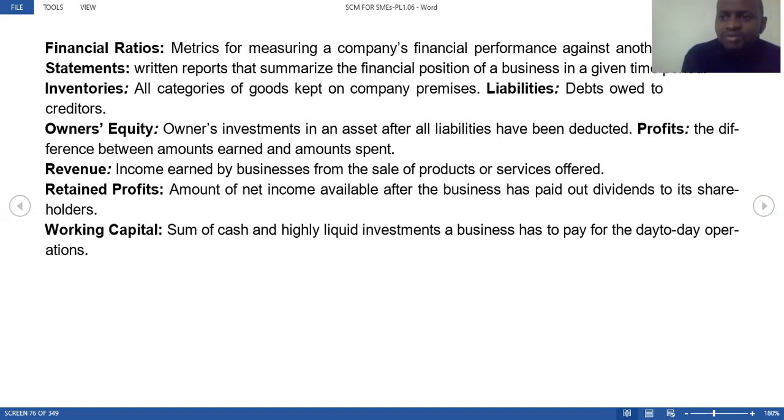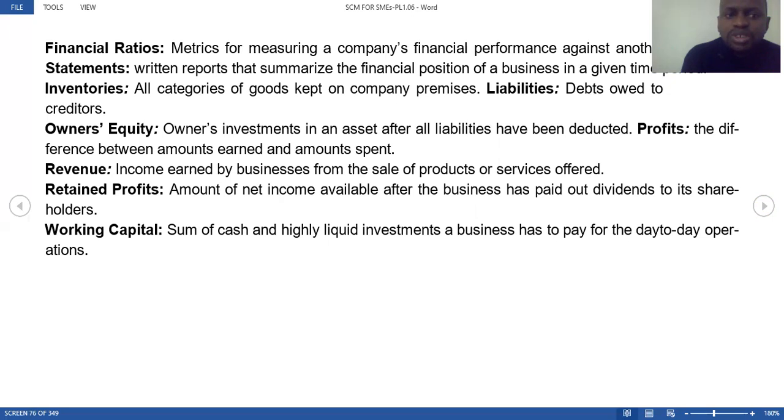Then we also have financial cash flows. And financial cash flows, we are talking about both cash flows that are inflows, cash that comes into the organization, and the cash flow that goes outside the organization.